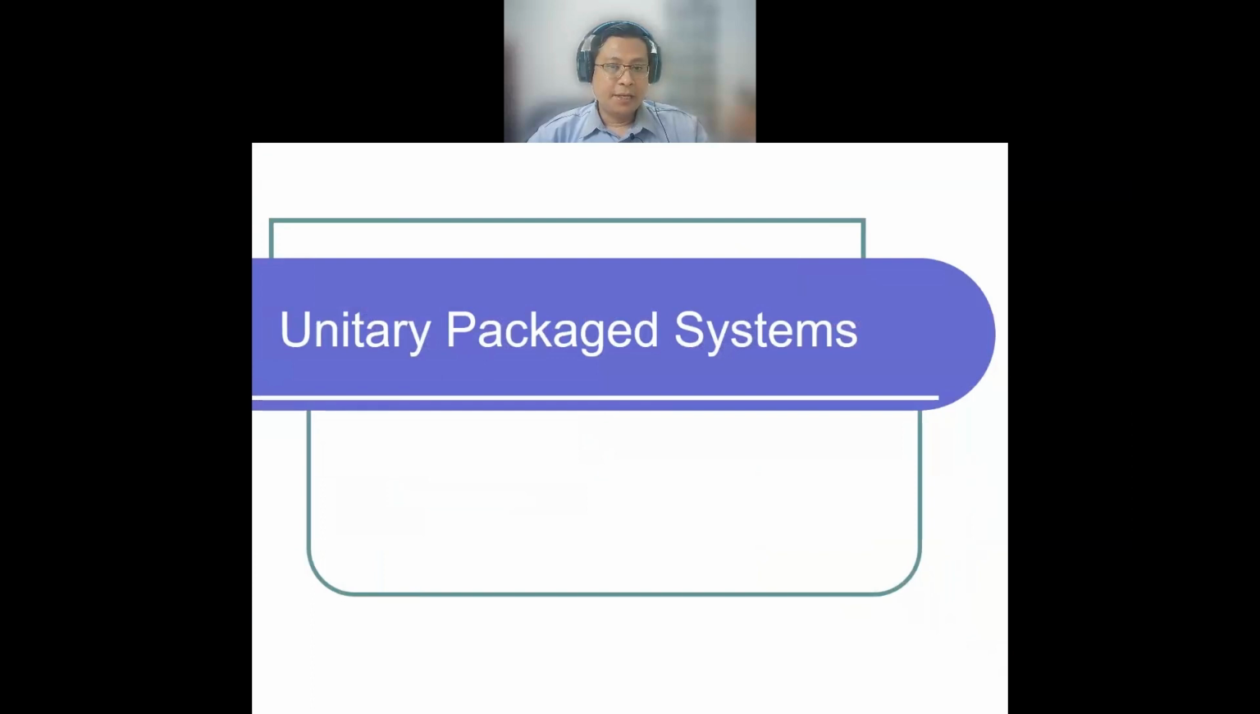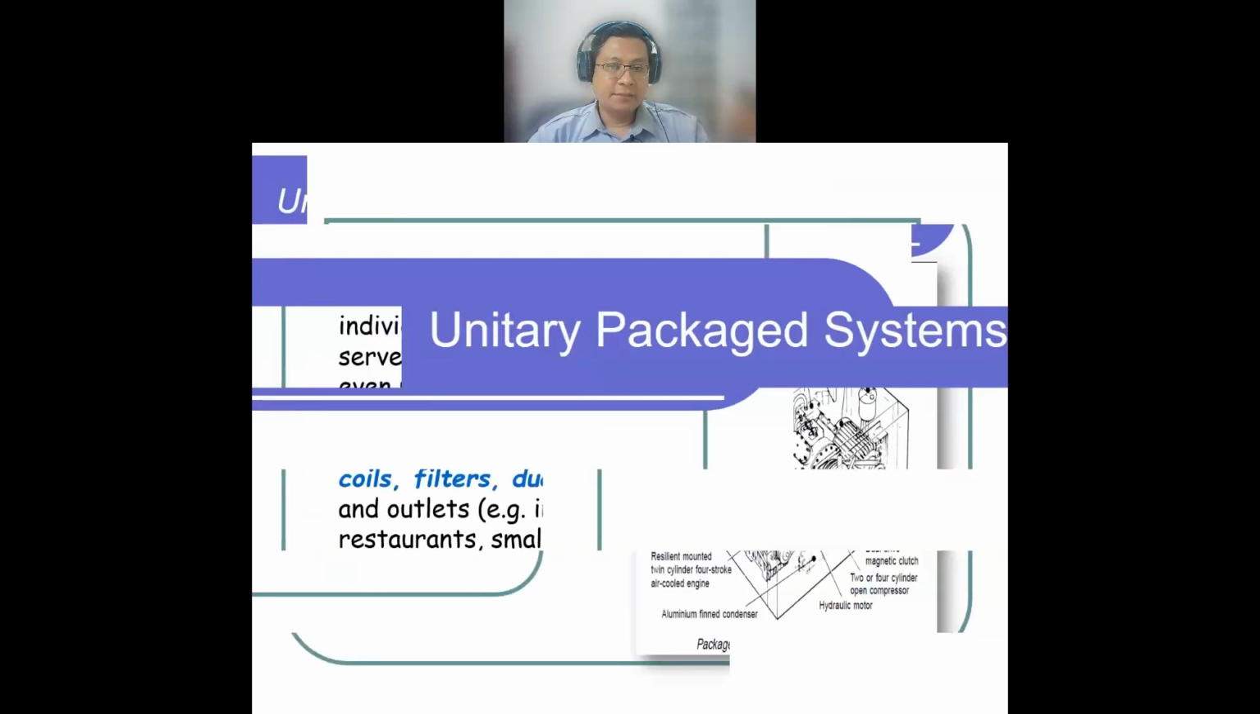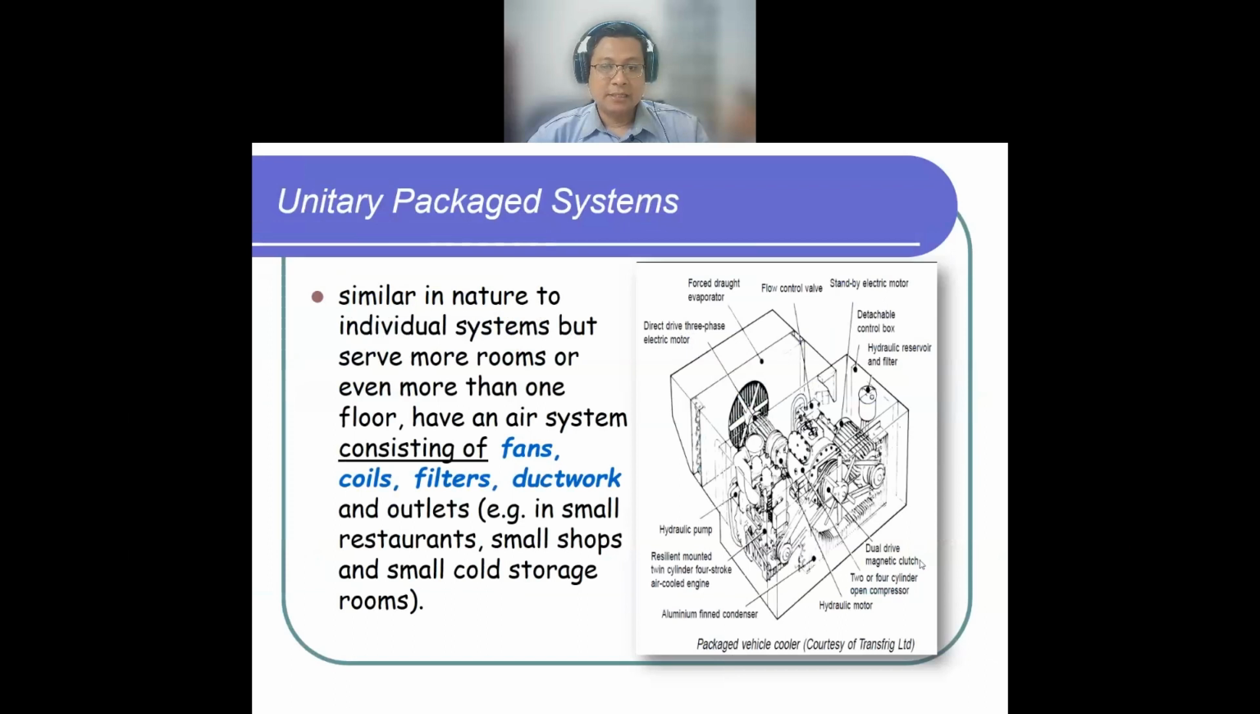Okay, we go to UPS, or unitary package system. This one is another type of HVAC system that can be optional when we design to building requirements. It is similar in nature to the individual system, but serves more rooms or even more than one floor. It has an air system consisting of fans, coil, filter, ductworks, and outlet. For example, in small restaurants, small shops, and small cool storage rooms.